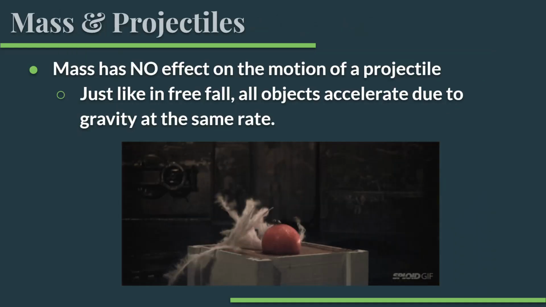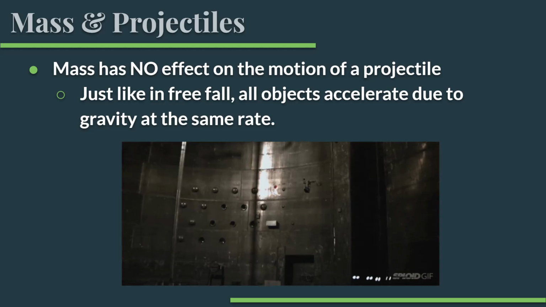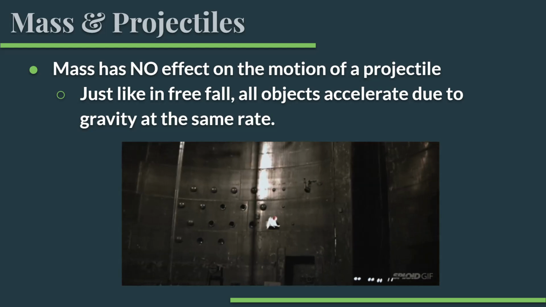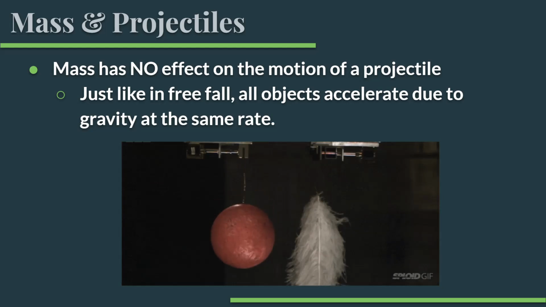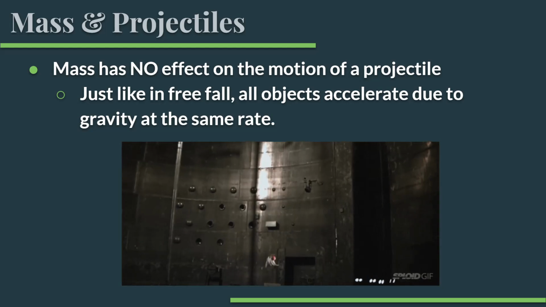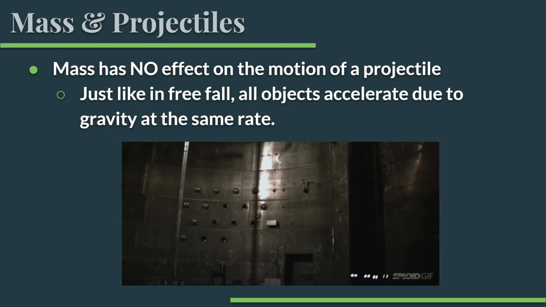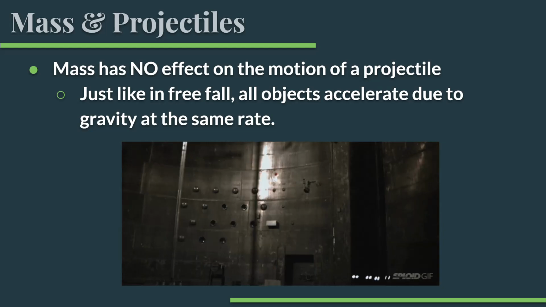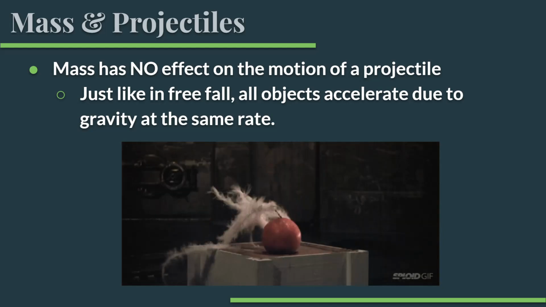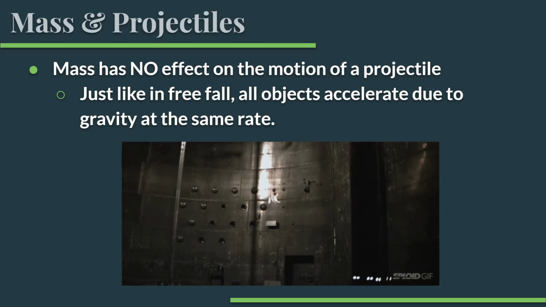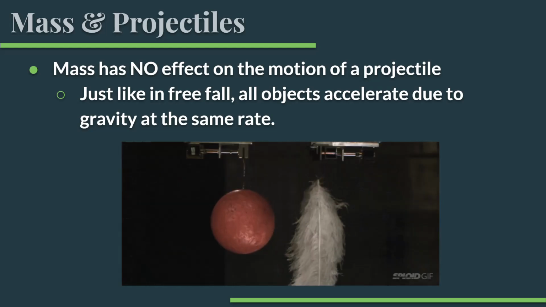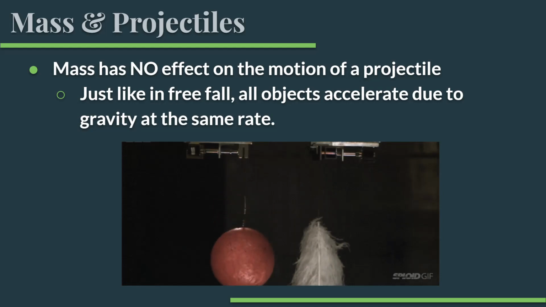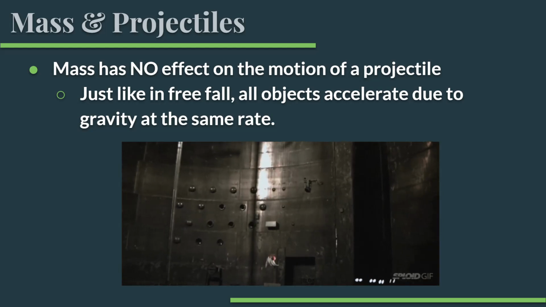Another thing to keep in mind is that mass has no effect on the motion of a projectile. Okay, we saw this in free fall, and the same thing is true here. I showed you this video of this bowling ball and feather being released in this vacuum chamber, and when the air is removed, they move exactly the same way because mass has no effect on the motion of a projectile or the rate at which it falls. Okay, all objects, regardless of mass, accelerate toward the earth at the same rate, unless there's air.